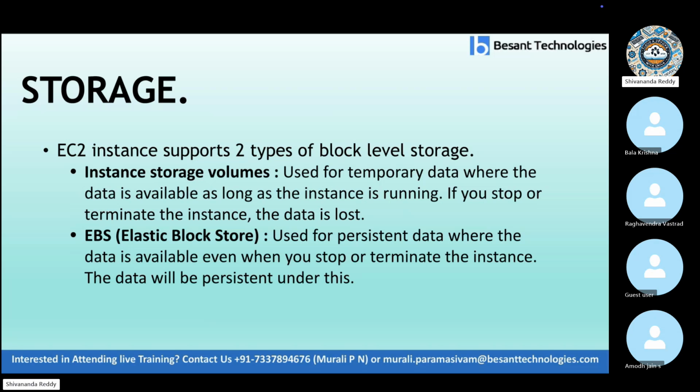Remember guys, AWS EC2 supports two types of volumes. One is instance storage volumes, second one is EBS volume, or Elastic Block Store volume. What is the difference between each other? Instance storage volume is used for temporary data storage where the data is available as long as the instance is running. If you stop or terminate the instance, the data is lost. That means instance storage volume is temporary, but Elastic Block Store volume is permanent. It is used for persistent data where the data is available even when you stop or terminate the instance.